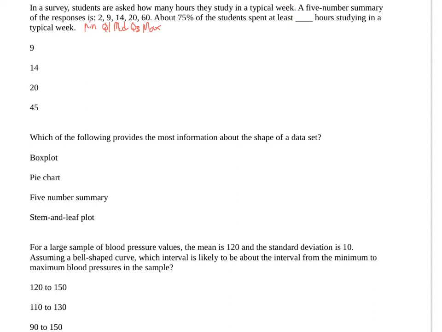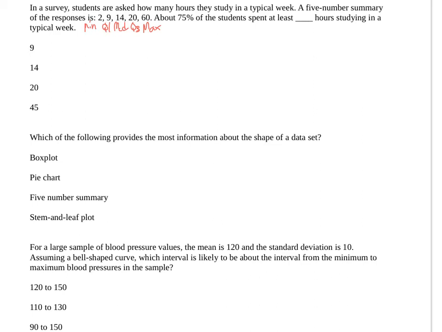25% below, 75% above, right? So that would be Q1, right? Because 75% of the students studied 9 hours or more. So they studied at least 9 hours. Does that make sense? Many people will choose 20 because they associate Q3 with 75%. And that's not a bad association, but you have to read closely what that question is asking. It's not saying at most, it's saying at least. Okay?